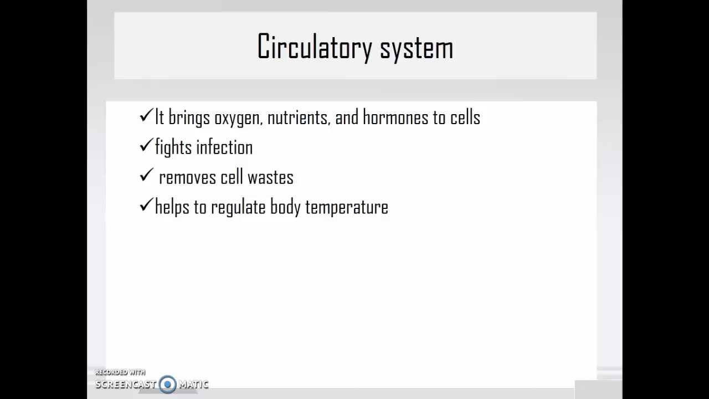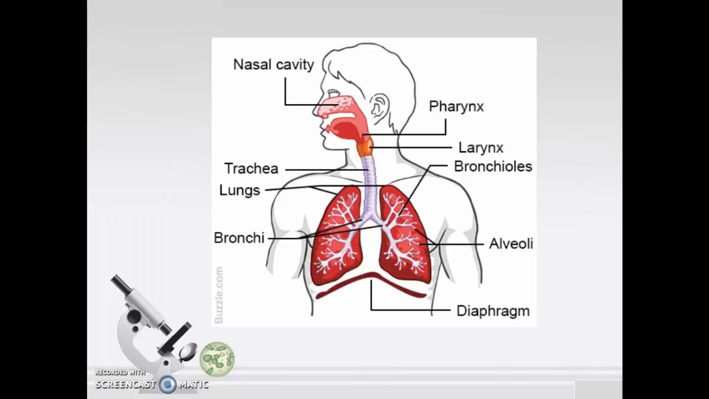That is, it goes to the nose of the respiratory system and we expel it out through expiration. Fights infections, that's what they're talking about here. We have already learned about blood cells. So white blood cells engulf bacteria and they produce antibodies too. It removes cell waste, and it helps to regulate body temperature as well.